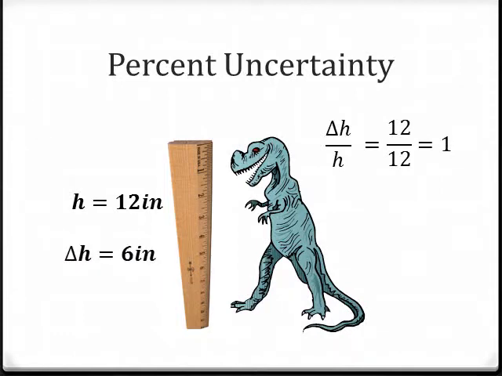Let's say instead my uncertainty was only 6 inches. We do this calculation again, we get 1/2. What does this mean? That means we're 50% uncertain about how high this dinosaur is. Percent uncertainty is simply the ratio of the uncertainty over the actual value itself, and it represents a percentage of the original amount, the actual value of how much plus or minus we are uncertain.